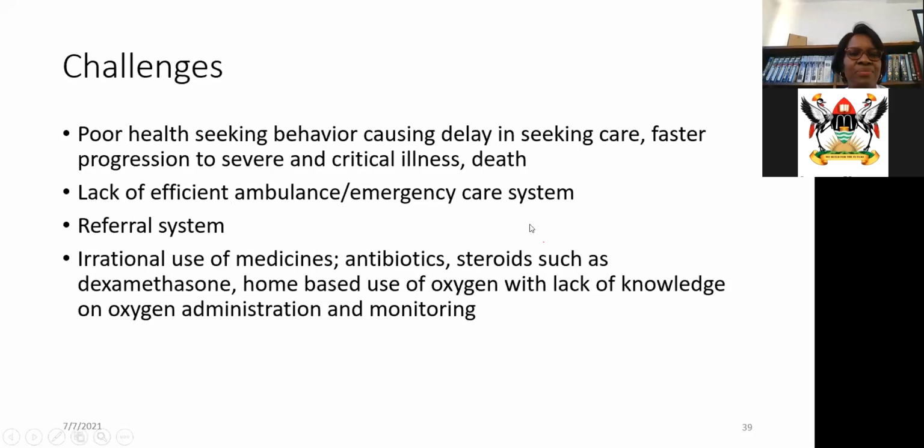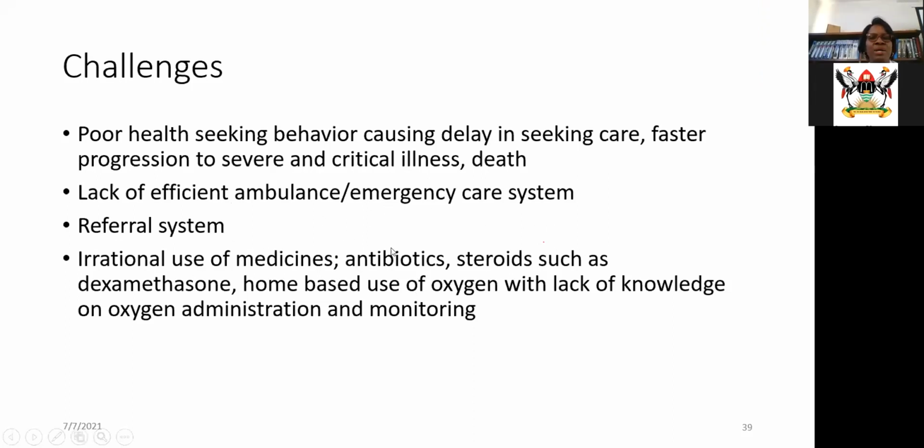By the end of this COVID-19 pandemic, we shall have another pandemic of antimicrobial resistance because of this irrational use. So let's try to, as much as possible, avoid use of medications where they're not required. We also have a lot of misuse and overuse of steroids, such as dexamethasone.